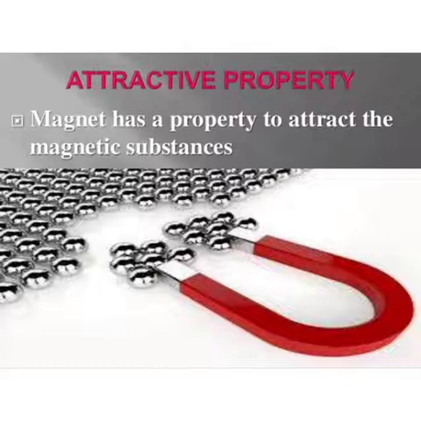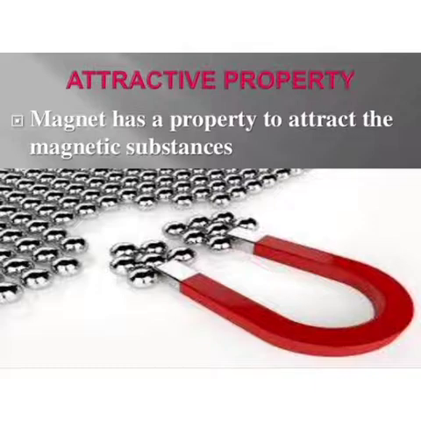When we talk about the attractive property, the magnet has a property to attract magnetic substances. We discussed how many types of substances we have. Two types, magnetic as well as non-magnetic. The substances which are attracted are known as magnetic substances, and substances like wood and plastic which are not attracted by a magnet are known as non-magnetic substances.